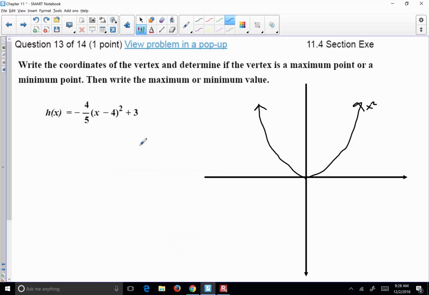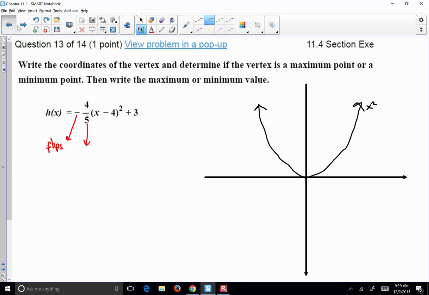Okay, we still have 3 transformations here, actually 4. Tell me first, what does this minus do? It flips. Flips upside down. What does this 4/5 do? Shrinks or stretch? Stretches? Why? Because it's a fraction.